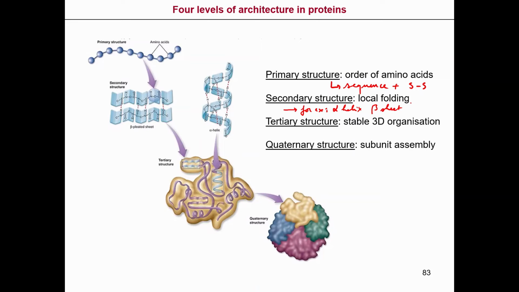Okay, so all proteins have primary, secondary, and tertiary structure. Some other proteins can have another level, which is the quaternary structure, if the protein possesses several polypeptide chains. Okay, if the protein is only a monomer, it means that it has only one polypeptide chain. It cannot have quaternary structure. Okay.